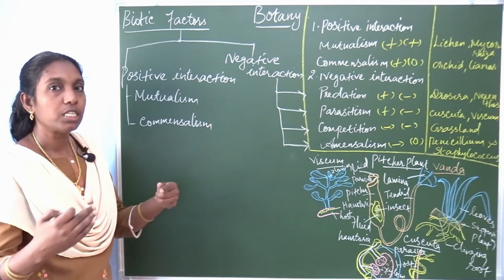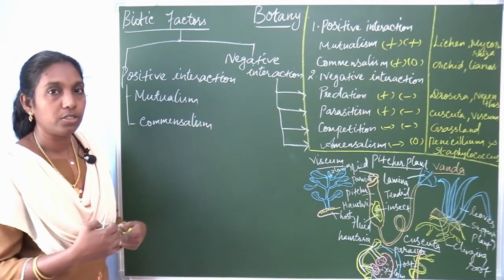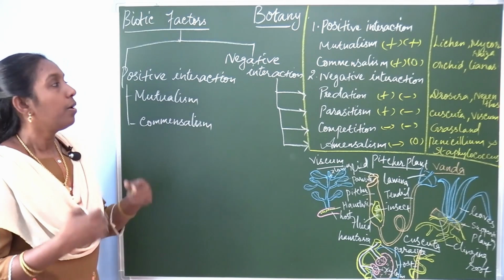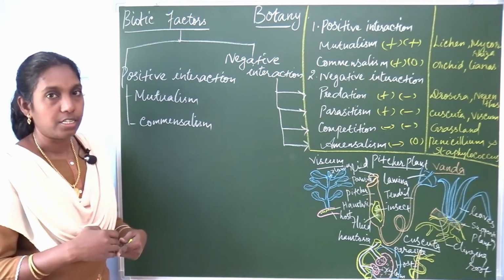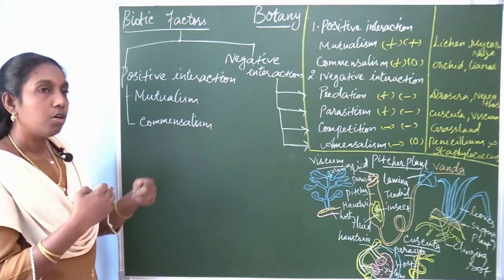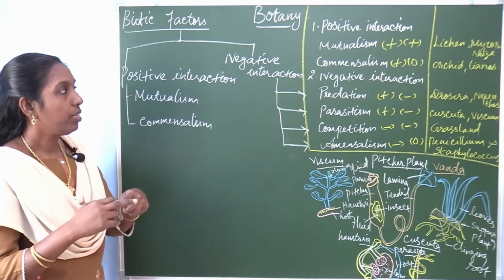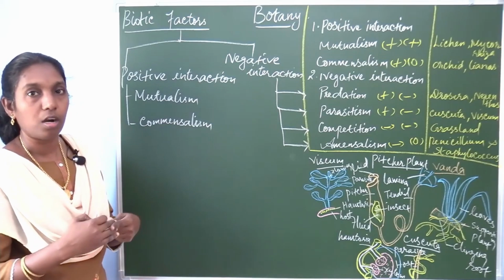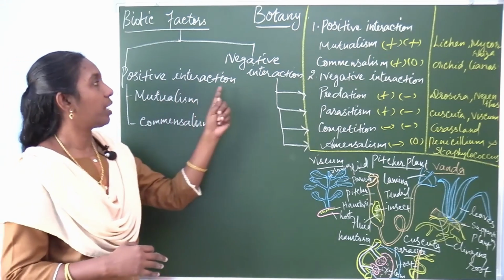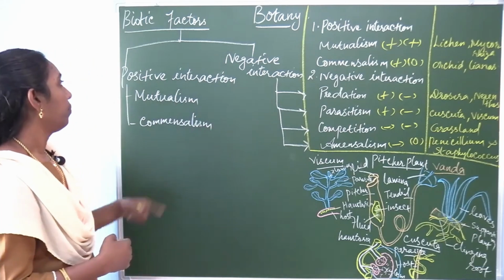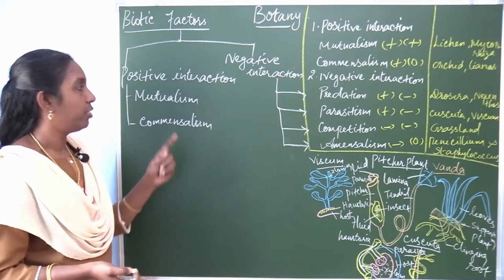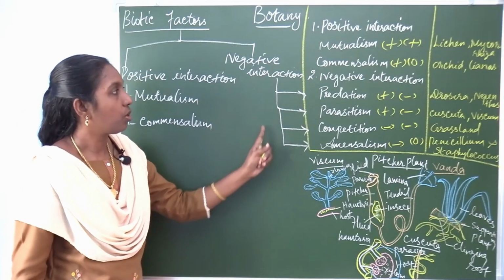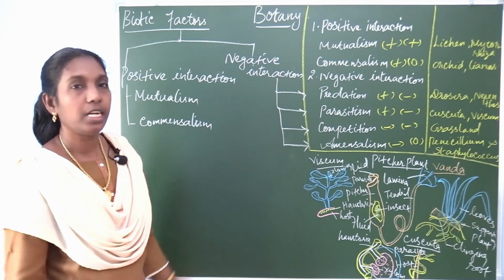Plants and animals interact with each other, either plant to plant, animal to animal, or plants and animals. Two organisms interact with each other. These interactions are positive and negative. In positive interaction, both are benefited. In negative interaction, one is harmed or the other is benefited, or both are harmed. The positive interaction is again classified into mutualism and commensalism, and the negative interactions are predation, parasitism, competition and amensalism.